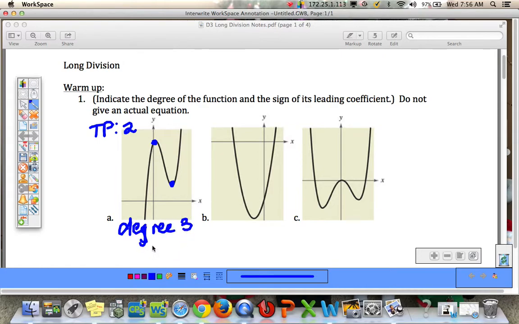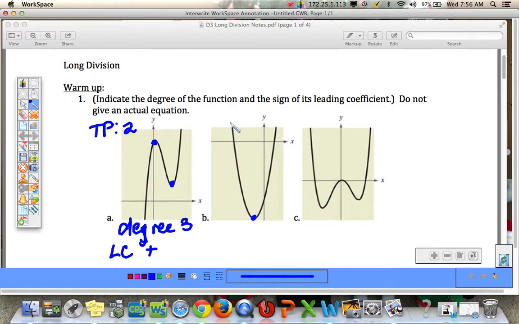And then if we look at the lead coefficient, we filled out a table yesterday that we can look at. If it starts at negative infinity and it goes to positive infinity, the lead coefficient for this would be positive.